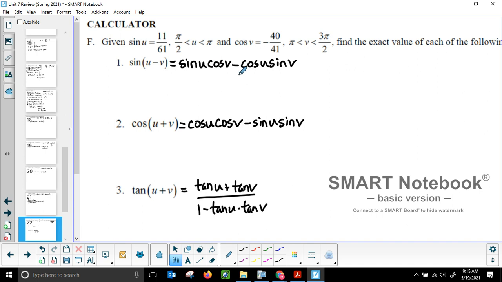All right, so we're going to need sine u, cosine u, tangent u, sine v, cosine v, tangent v. And we have to do that from what they give us up here. So first they tell us that the sine of u is 11 over 61, and that u is between pi over 2 and pi. That means I'm in the second quadrant.